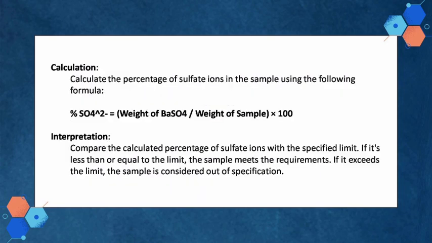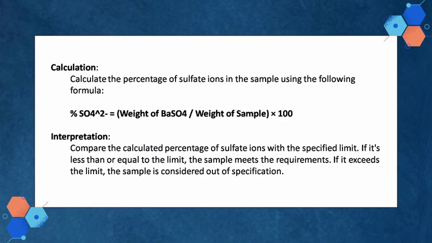Next, calculation. Calculate the percentage of sulfate ions in the sample using the following formula. Percentage of SO4 2- equals weight of BaSO4 divided by weight of sample times 100. Last step is interpretation. Compare the calculated percentage of sulfate ions with the specified limit. If it is less than or equal to the limit, the sample meets the requirements.